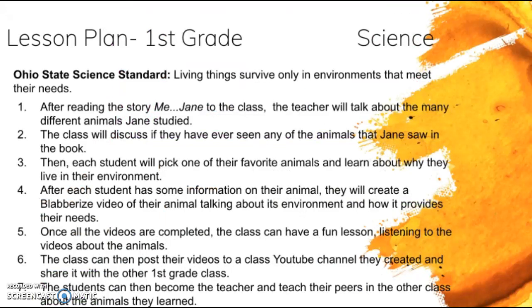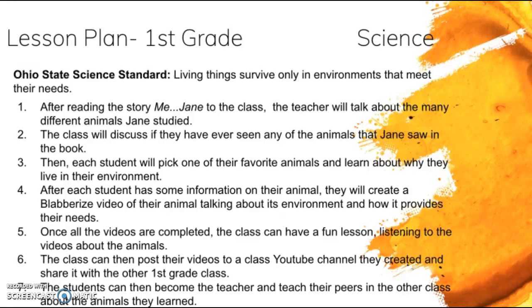Each entry has a picture of the animal and what they saw and learned. My second lesson is for a first grade science class. This lesson is based off of an Ohio State standard. After reading the story Meet Jane to the class, the teacher will talk about the many different animals Jane studied. The class will discuss if they ever seen any of the animals that Jane saw in the book. Then, each student will pick one of their favorite animals and learn about why they live in their environment.